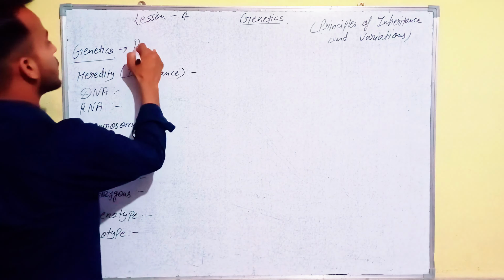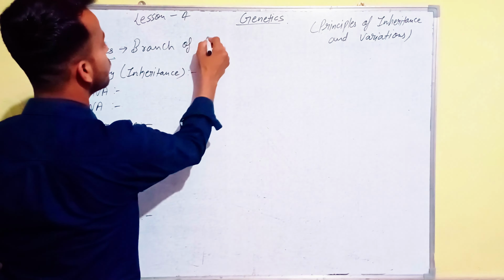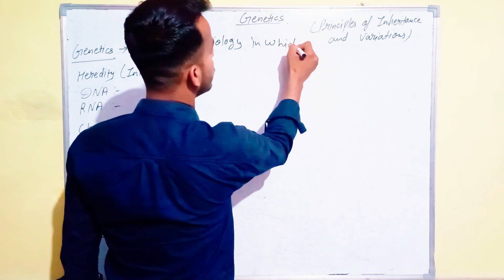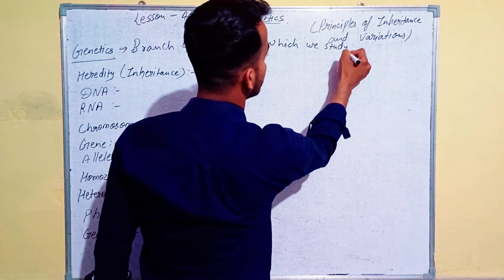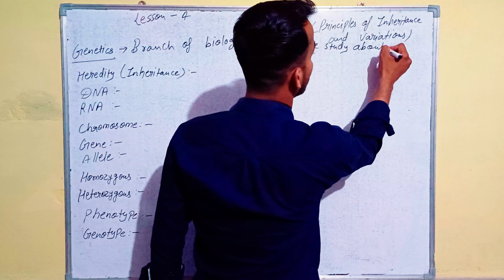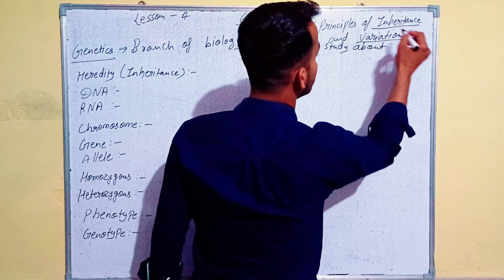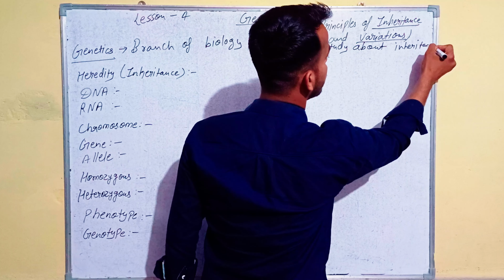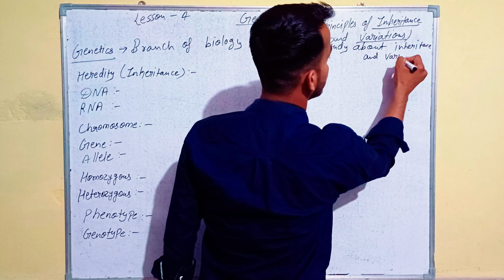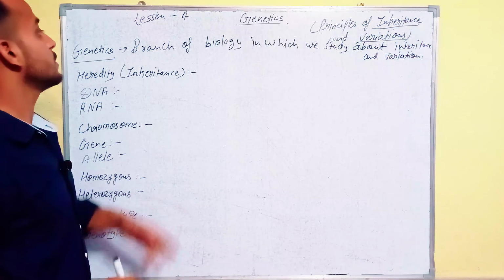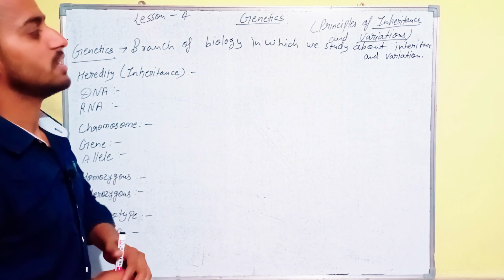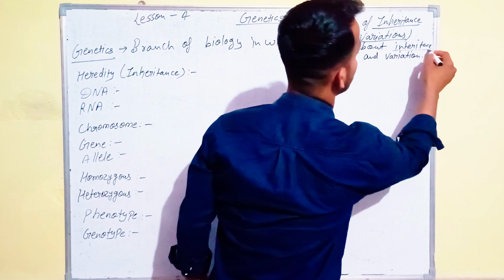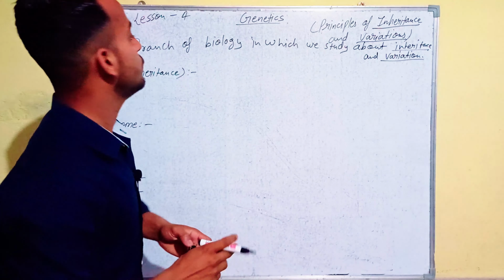Genetics is the branch of biology in which we study inheritance and variations. Okay, that's called genetics. Now we got two points here, inheritance and variations. So we will study about this.